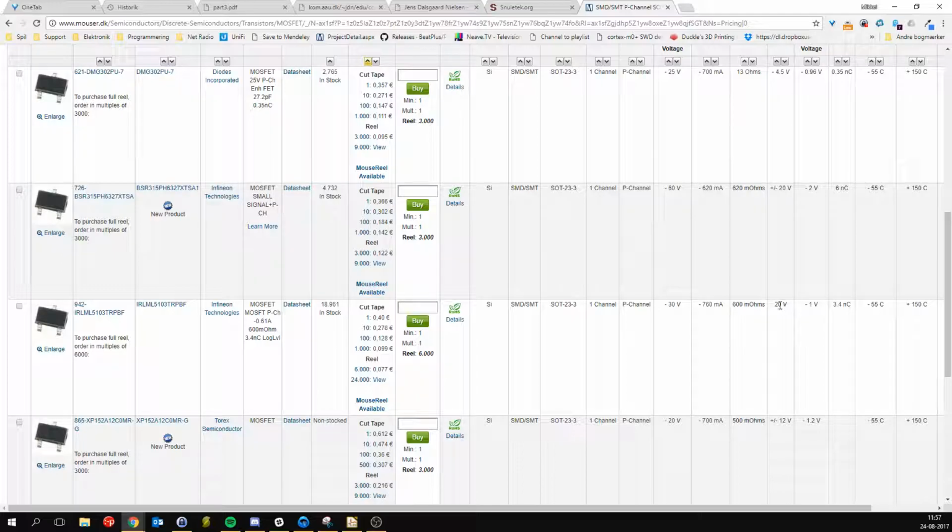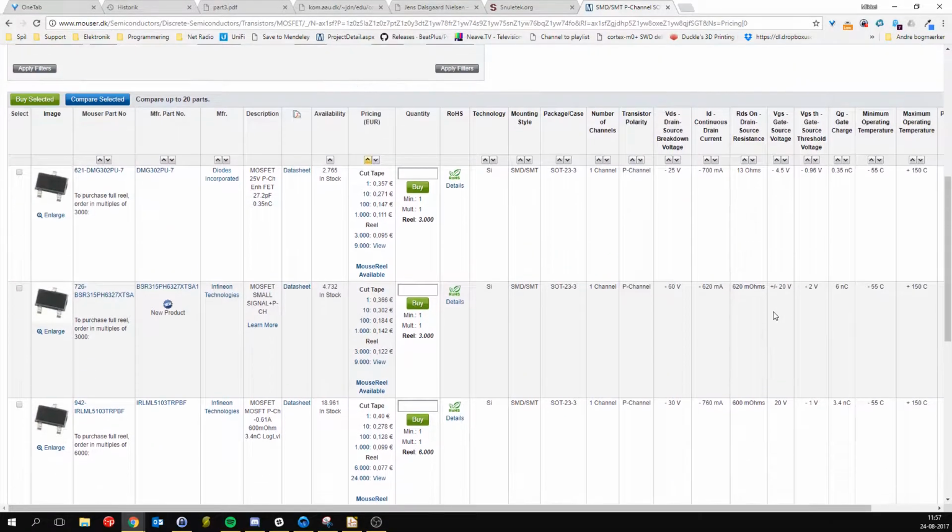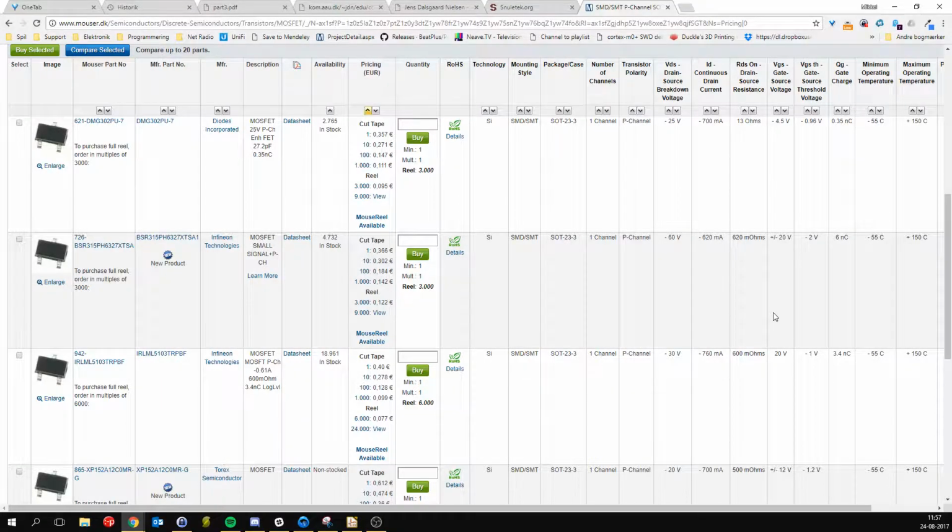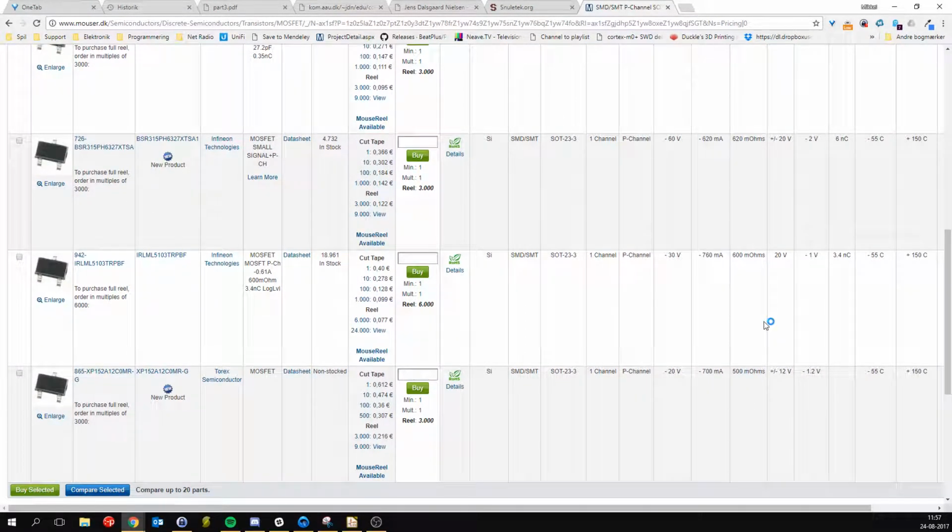So this one here is pretty good. Minus 1.2 volt gate-source threshold. It can do plus minus 12 volts. Oh wait, that's the maximum gate-source voltage. Never mind. What's the actual voltage range of it? Here we go, minus 20 volts.